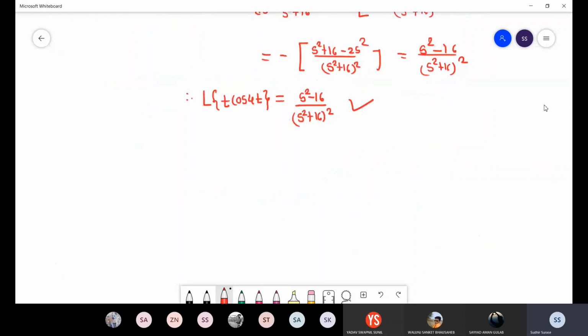So second example is: find the Laplace transform of 3 sine 5t, whole divided by t, that we want to find. Now you tell me what I have to do in this case.